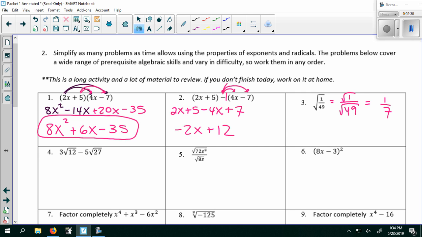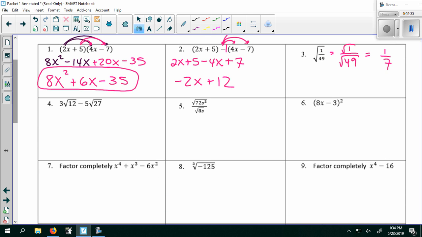Number 4, simplifying radicals. So I'm going to simplify each of the radicals before I try to do the subtraction, the 3 root 12 minus 5 root 27. Simplify the radicals first. So root 12 is not a perfect square, so I can't just take the square root. So instead, what I'm going to do is look for factors of 12 that are perfect squares. So you just go through the list in your head. The perfect squares are 1 squared, which is 1, 2 squared, which is 4, 3 squared, which is 9, 4 squared, which is 16. So do any of those numbers, 1, 4, 9, 16, go into 12? 4 goes into 12. So I'm going to rewrite 12 as 4 times 3.